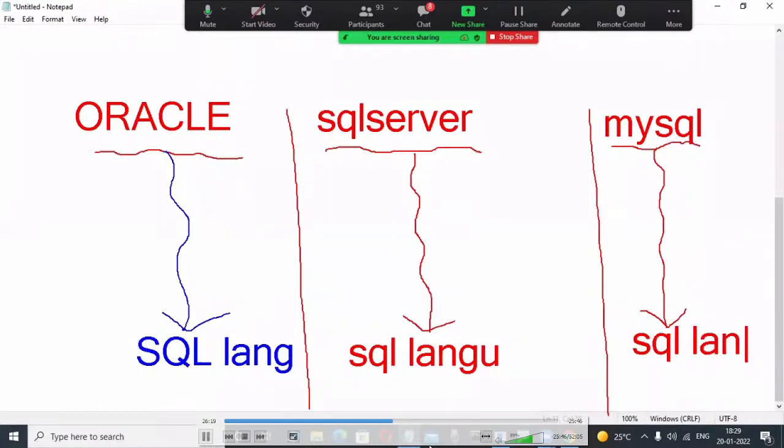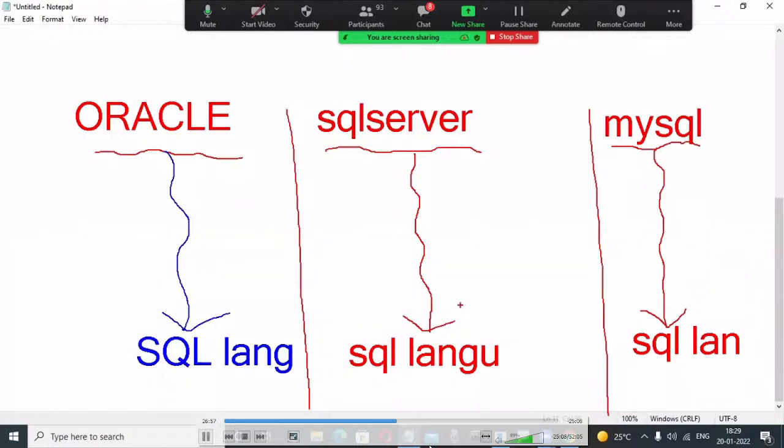Now what is my doubt? Many people attending this demo class have this doubt. Suppose you are working on an Oracle database product, your friend is working on SQL Server, and your other friend is working on a MySQL database product. All of you use the SQL language, but are these SQL languages the same or different? Only one answer is correct.